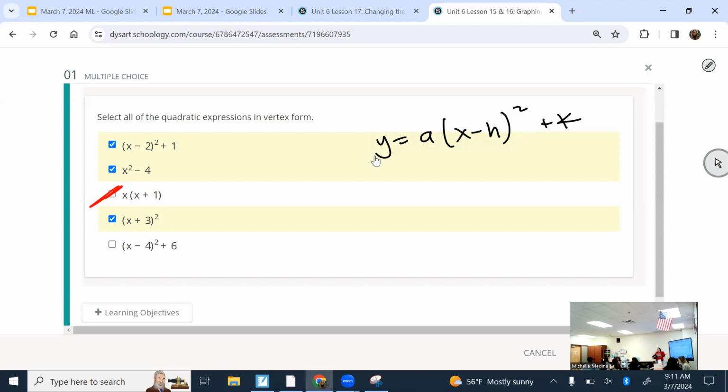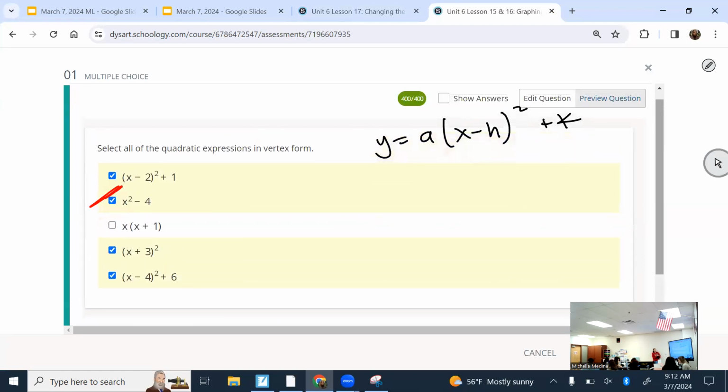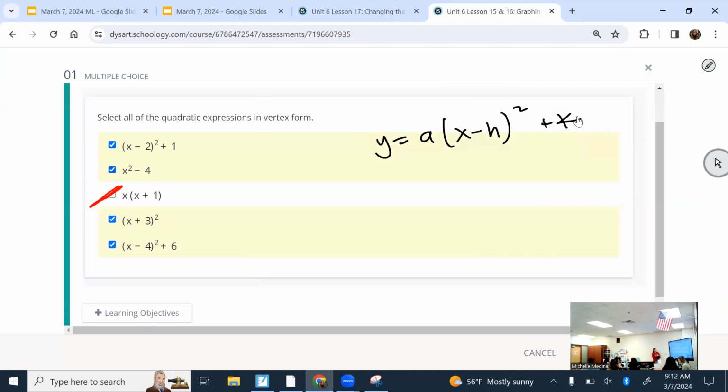Is the last one in vertex form? Yeah, because it looks like this. When a is 1, we don't usually write the a. When h is 0, we don't usually write anything in parentheses. When k is 0, we don't usually add or subtract anything from it. So I'm going to go with that, it's all 4 of these, and that's right. The only one that's definitely not is this one, because it doesn't have a square shown. Vertex form for sure would have it. So good on this one. This is lesson 15/16 number 1, if you were wanting that answer.